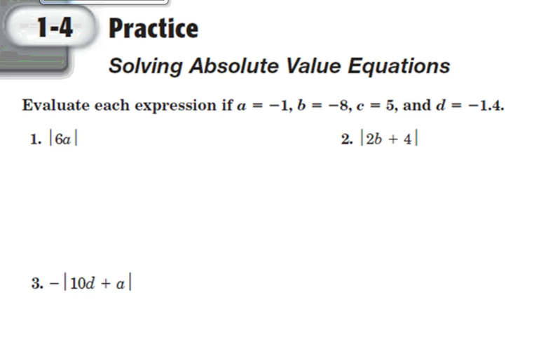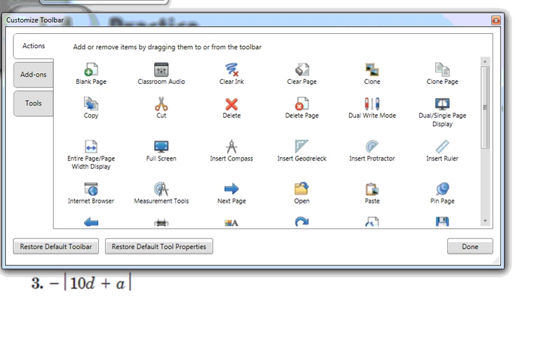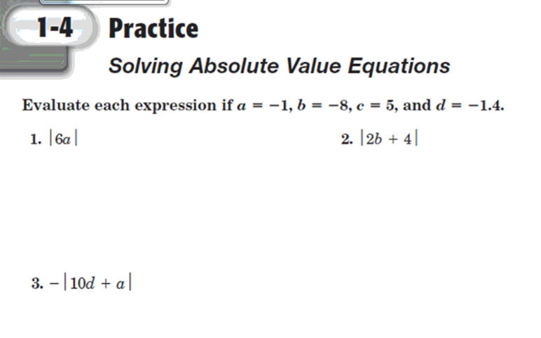The first set of problems on your paper asks you to evaluate the expression. Remember, in math class, when you are asked to evaluate, that usually means we're going to be substituting some value into our problem. So in this case, we're given a equals -1, and in problem 1, we're asked to find the absolute value of 6a. So I am just going to begin by rewriting my problem.